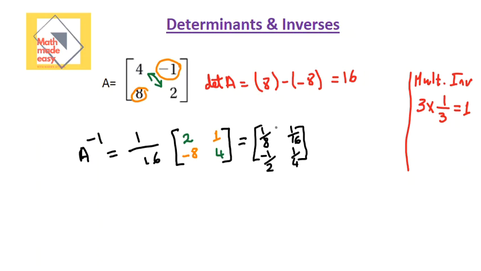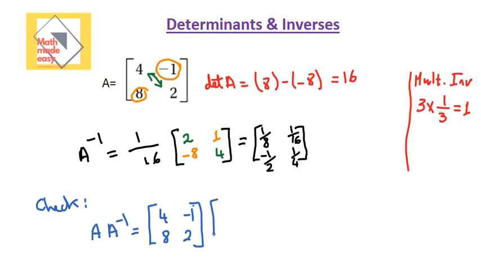The matrix we found here is the inverse of A, which means if I multiply it by A, because it's multiplicative inverse, we should get an identity. So let's check if that's true. Now, this is how you check if your answer is correct or not. So I'm going to check by multiplying A by the inverse of A. Now, A here is 4, negative 1, 8, and 2. And I'm going to multiply that by its inverse, which is 1 over 8, 1 over 16, negative half, and 1 over 4.